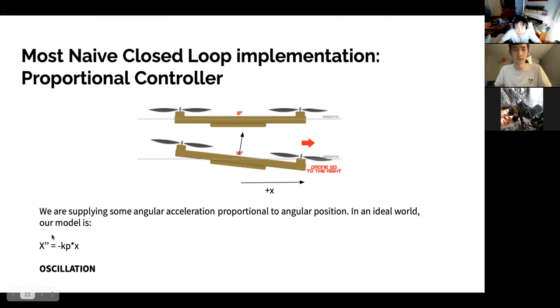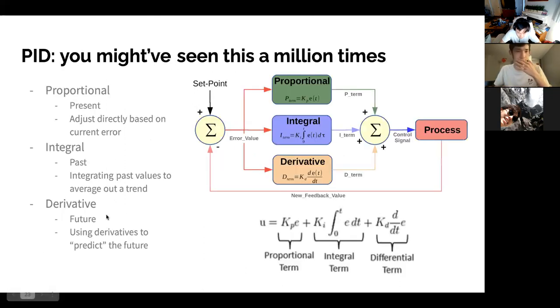It's kind of like if you've done high school physics, how acceleration for a spring is equal to some constant times its position times -1. And if you were to leave it, it would just oscillate. This is obviously really bad because we want it to stay at one position.